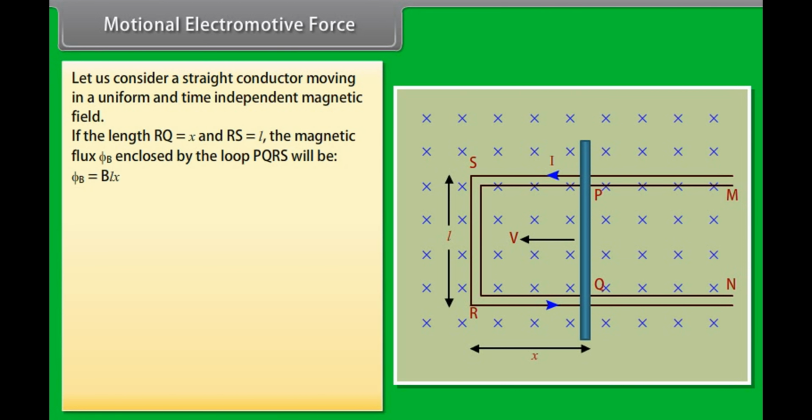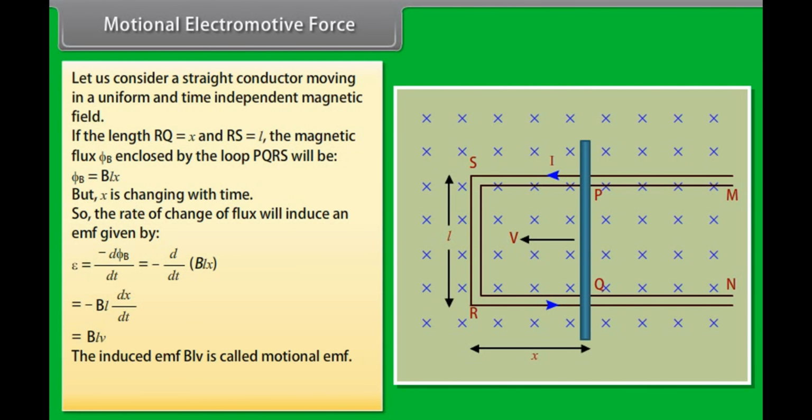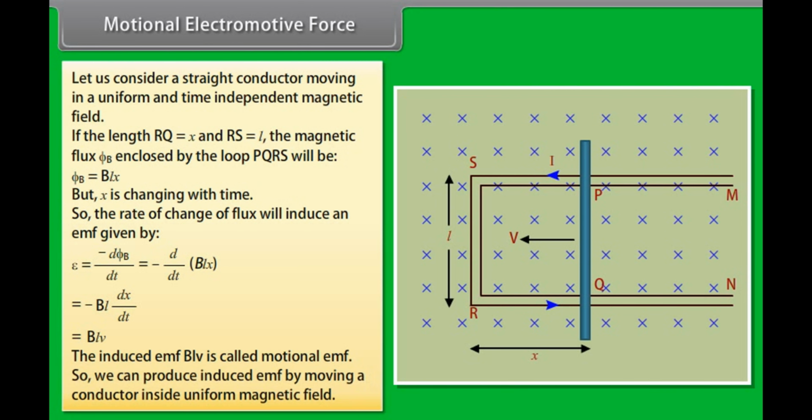If the length RQ is x and RS is L, the magnetic flux ΦB enclosed by the loop PQRS is equal to BLx, but x is changing with time. So the rate of change of flux will induce an EMF given by minus d(BLx)/dt, which is equal to BLv. The induced EMF BLv is called motional EMF. So we can produce induced EMF by moving a conductor inside a uniform magnetic field.